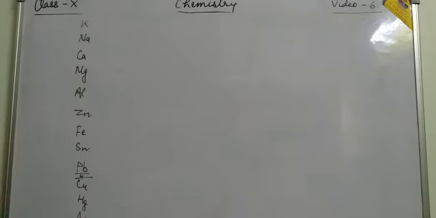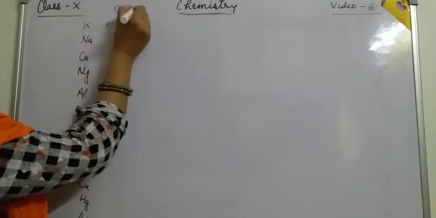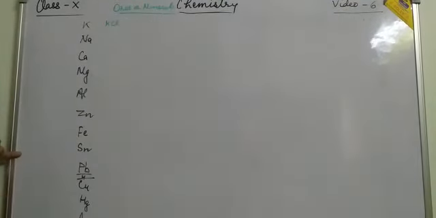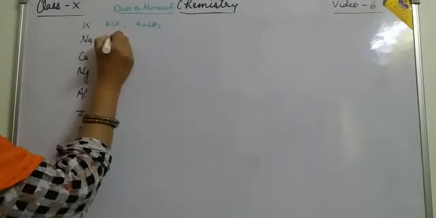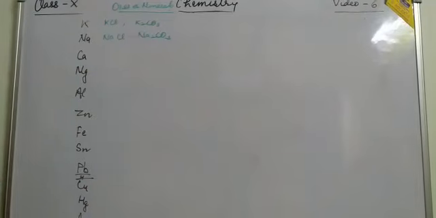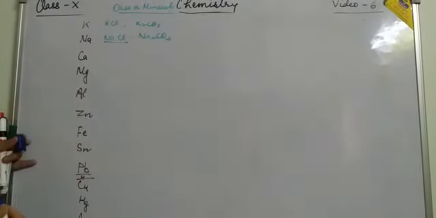As you know, this is the reactivity series. If we consider different types of minerals, potassium and sodium are usually found in their chloride state, like potassium chloride. Potassium carbonate can also be found, like sodium chloride and sodium carbonate. These are the ores found in the earth's crust. Sodium chloride is rock salt.